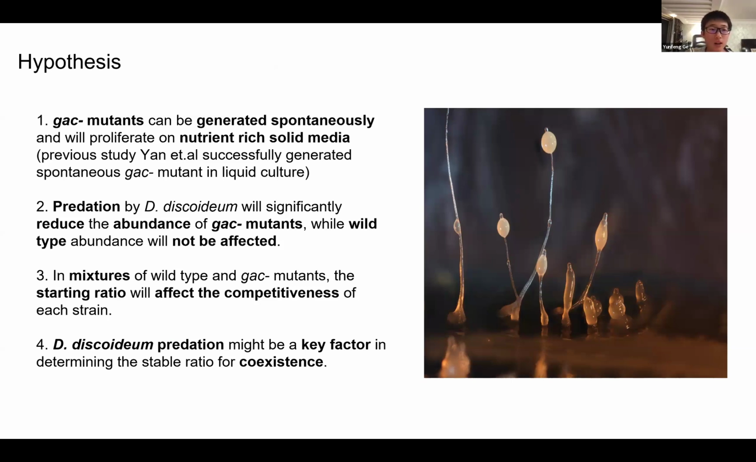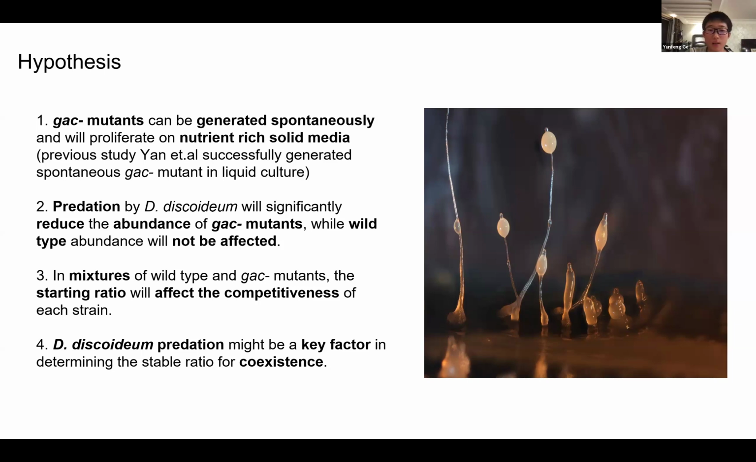The first one is, since previous research has shown that spontaneous mutants can be generated in the lab in nutrient-rich liquid culture, I tried to generate them on solid media, because that's where the bacterial predator lives, and it's also an environment that's more like the soil environment in nature.